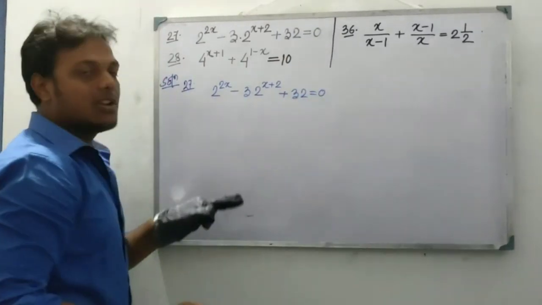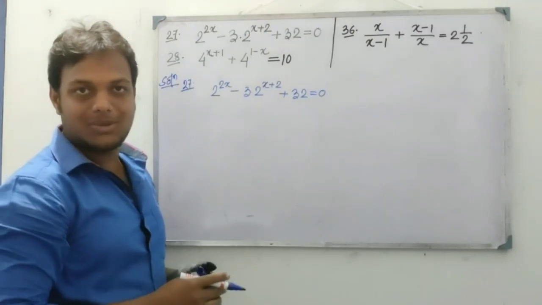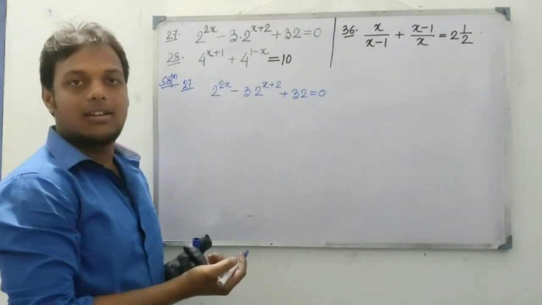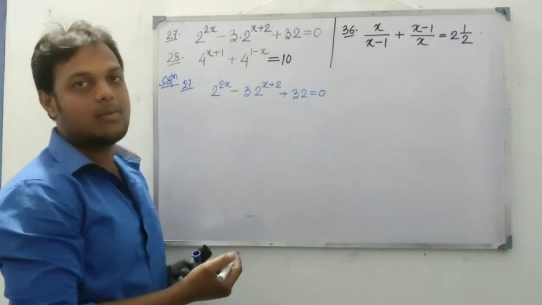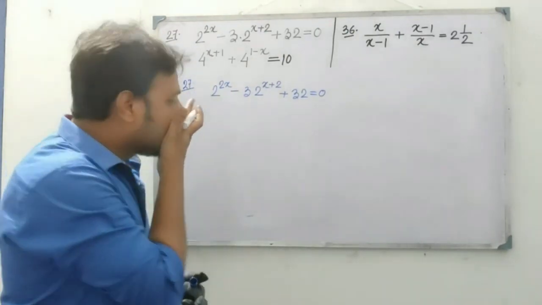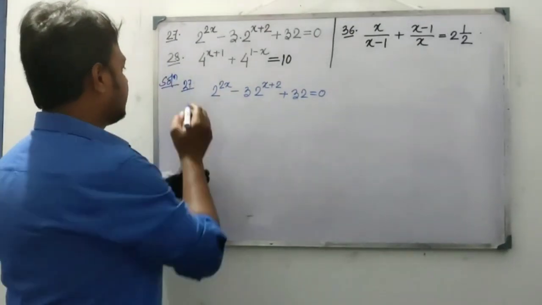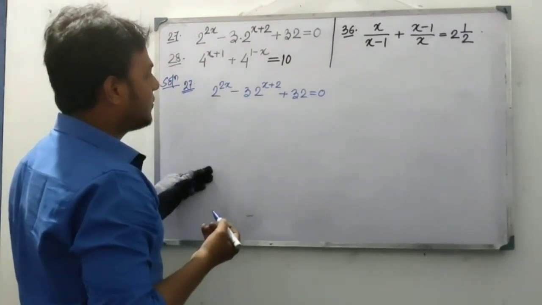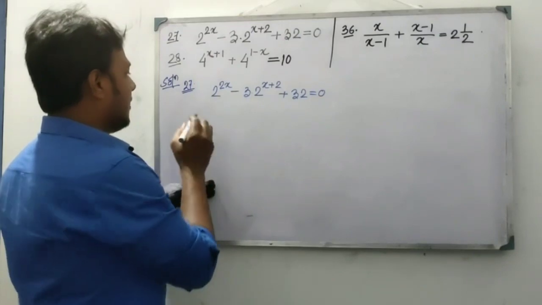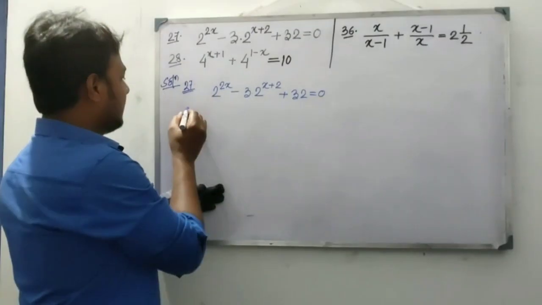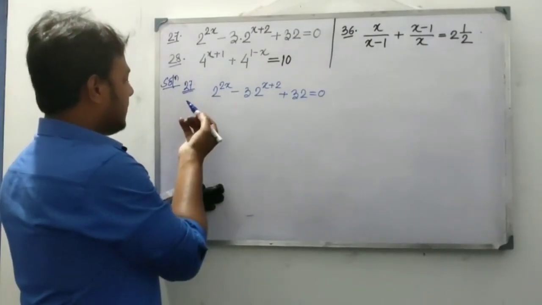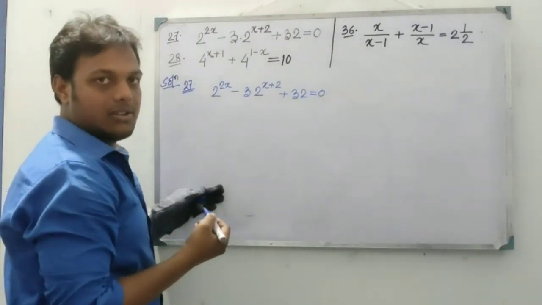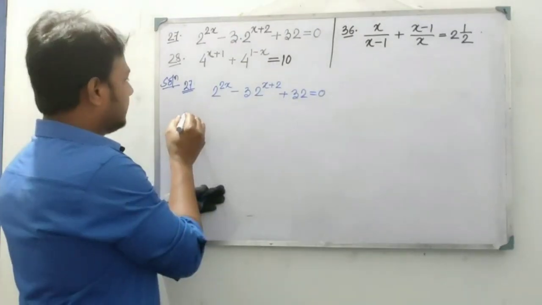Actually this is not a quadratic equation. Okay, so first we have to convert it into the standard form of quadratic equation. So we have to assume something. Okay, let me solve and look at the board very carefully. Otherwise you will be unable to understand.